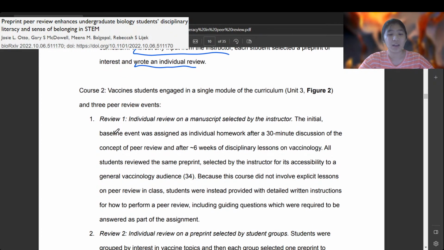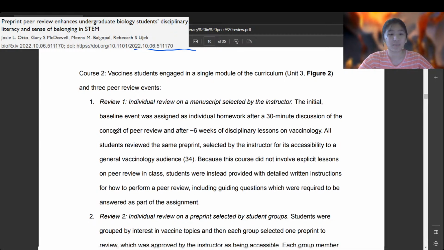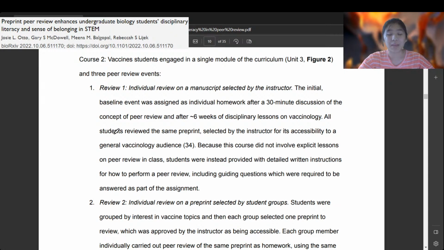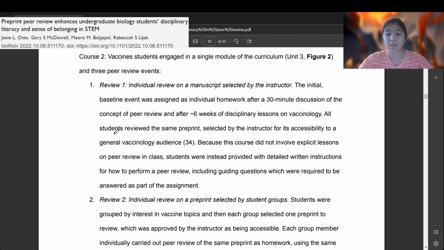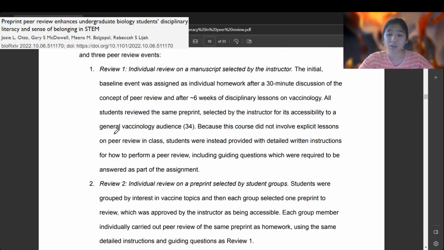Course 2, Vaccine: students engaged in a single module of the curriculum and 3 peer review events. Event 1, Review 1, individual review on a manuscript selected by the instructor. The initial baseline event was assigned as individual homework after a 30-minute discussion of the concept of peer review and after 6 weeks of disciplinary lessons on vaccinology.